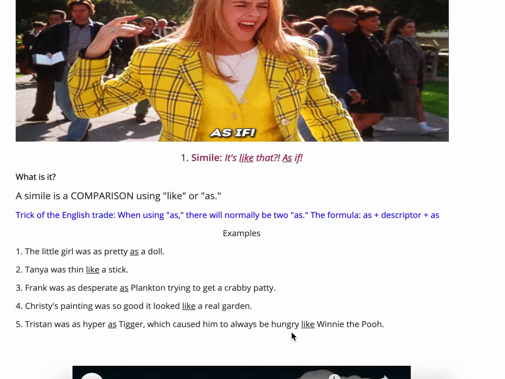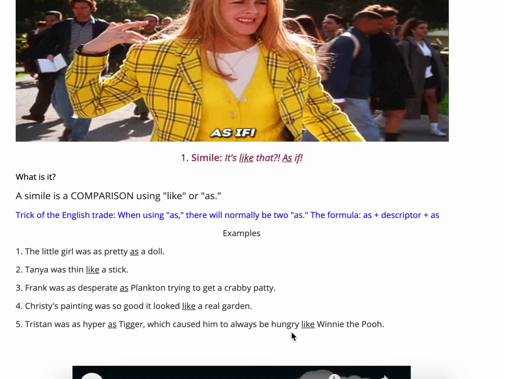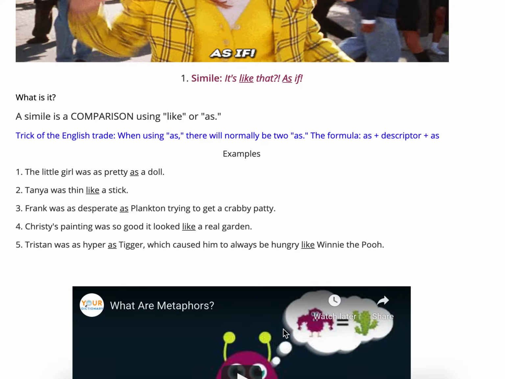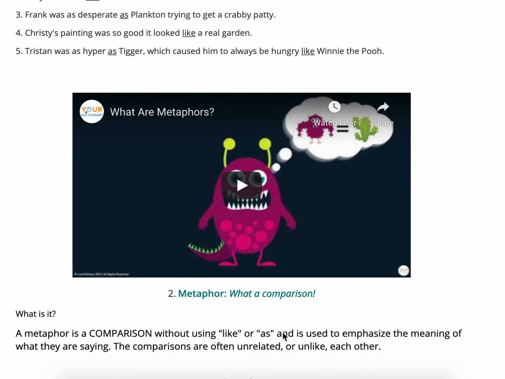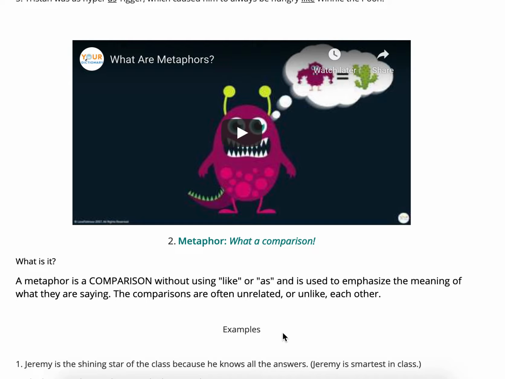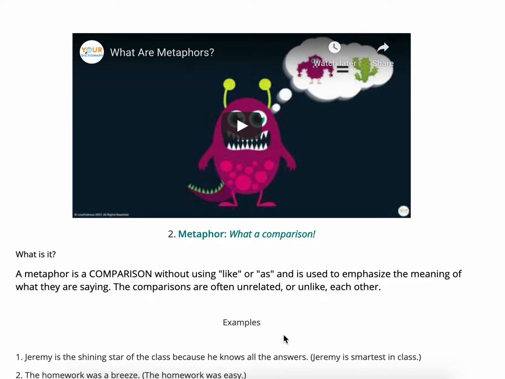Okay, so this one should be relatively easy because, again, you guys use this all the time. So, metaphor. What a comparison. So you might be saying, wait, Ms. Garcia, you just said similes are comparison. Remember, a simile is only a comparison that uses like or as. Any other comparison that does not have like or as will be a metaphor.